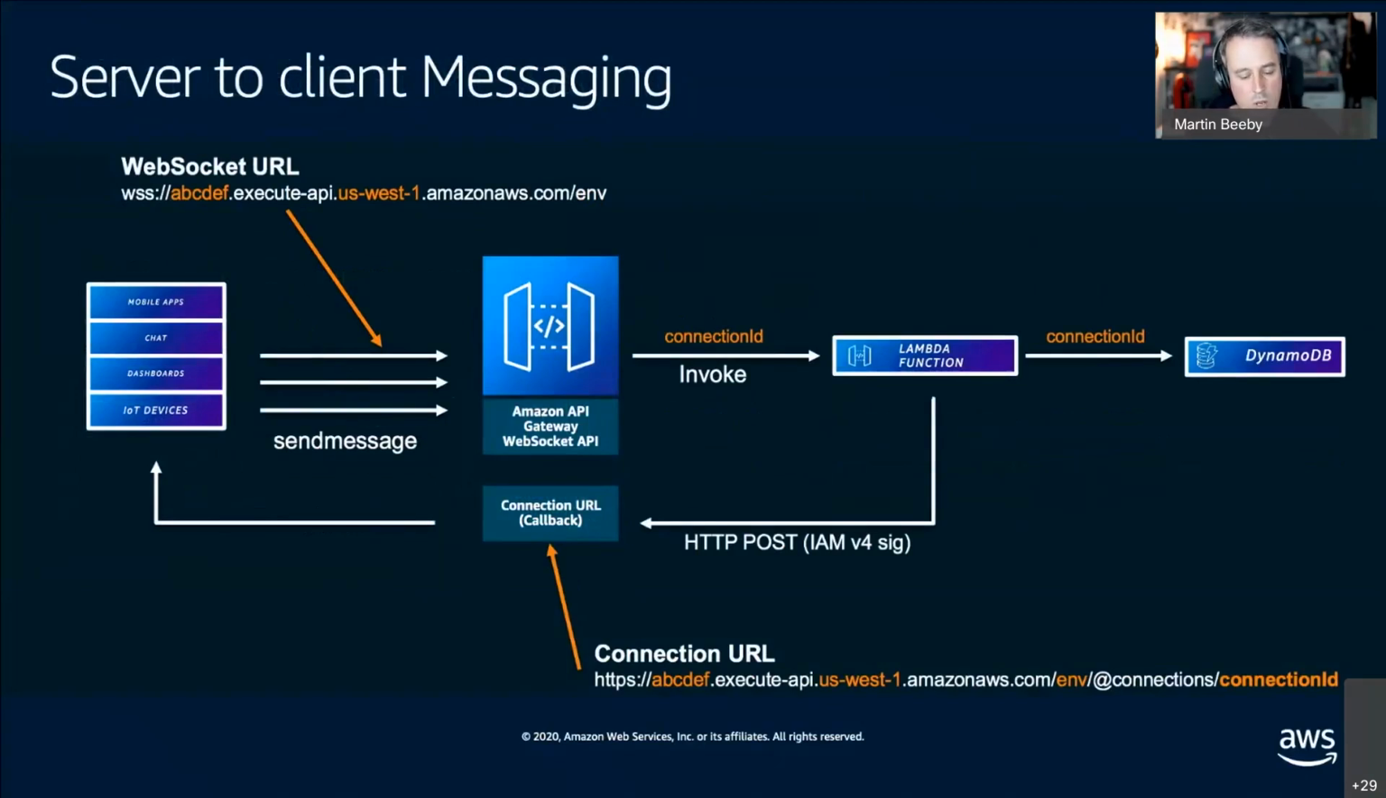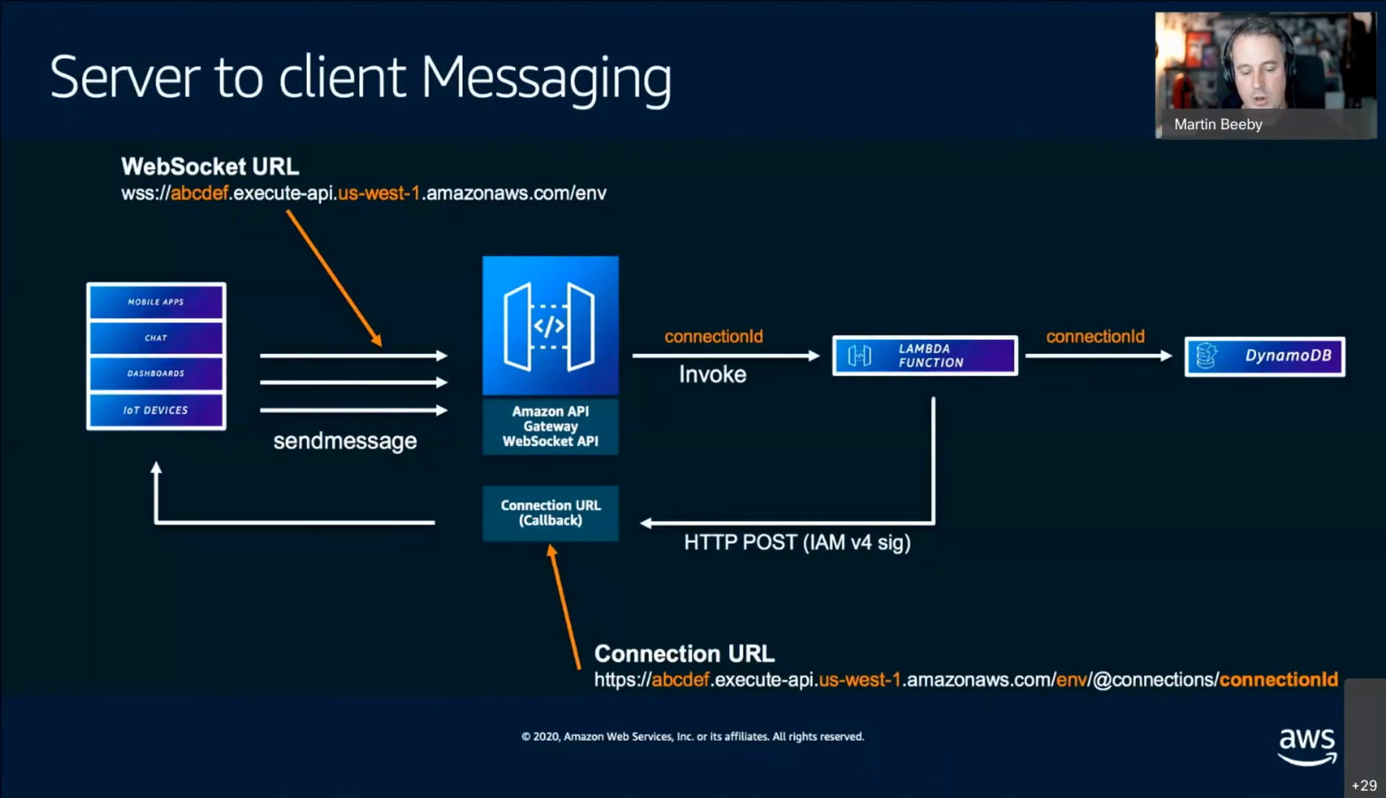Let's say now we want to do the opposite way. We want the server to be able to message the client. Now, I mentioned before, I can have a Lambda function which basically goes into all of my DynamoDB database. It gets a list of all of the connection IDs, and then it posts something to each of those connections. The way it posts to them is that it just uses a connection URL.